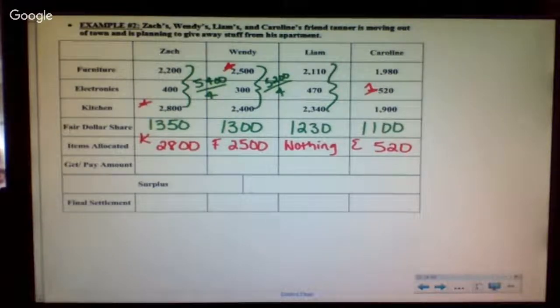When you subtract these two, you get a negative, so that means he pays. How much does he pay? Okay, it's going to be 1,450.